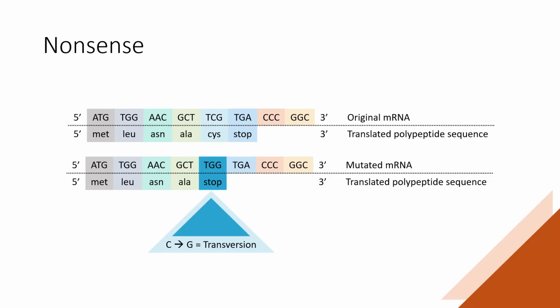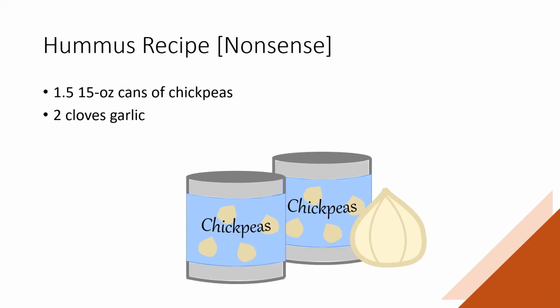A nonsense point mutation occurs when a single nucleotide base is switched with another one such that the codon codes for a signal to stop the translation. In this example, the pyrimidine C is switched for a purine G, which is a transversion. A nonsense mutation of our hummus recipe would be one in which the last two ingredients are removed. Perhaps the paper was torn, or the printer shut off before printing was done. Either way, this recipe would not provide the desired result because of the lack of olive oil and tahini.